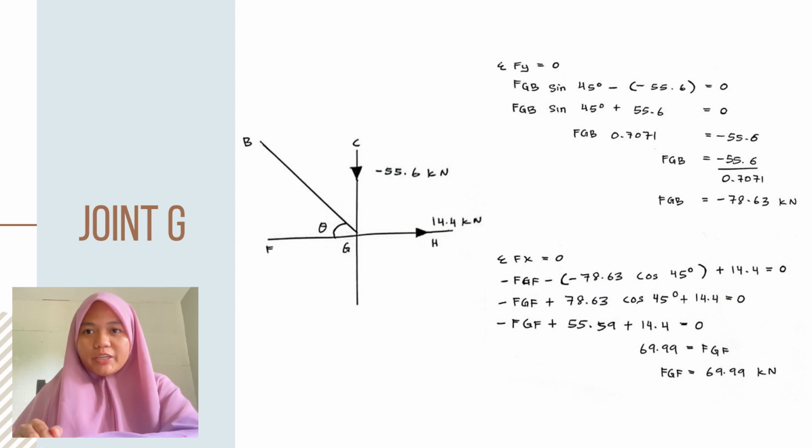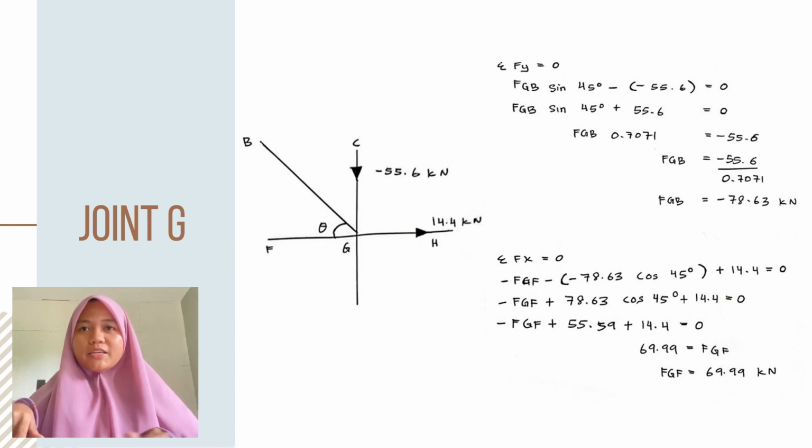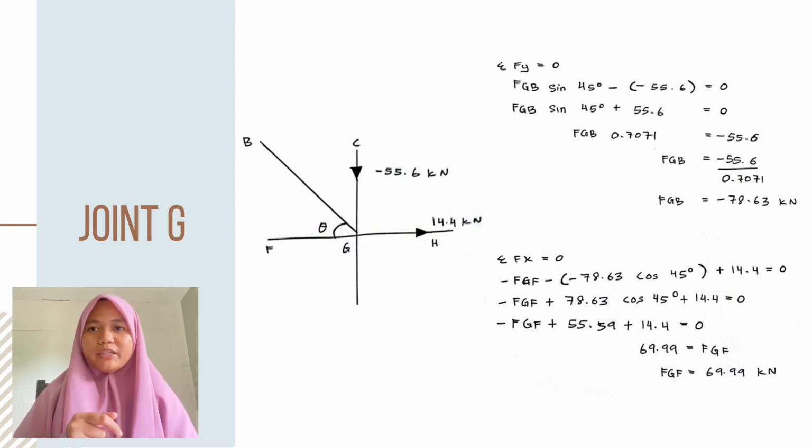Next joint is joint G. This is the free body diagram of joint G. The forces are negative 55.6 kilonewton and 14.4 kilonewton.